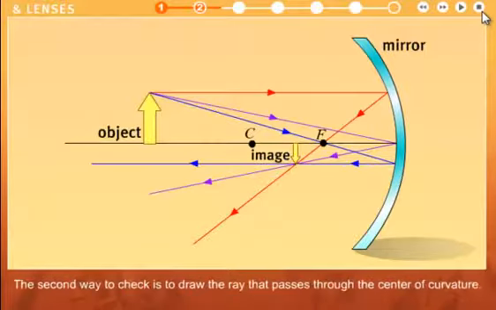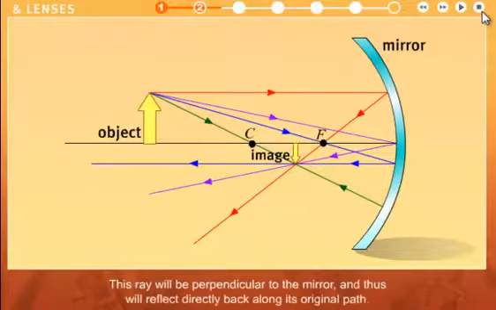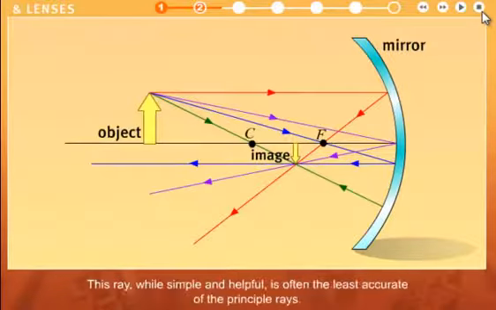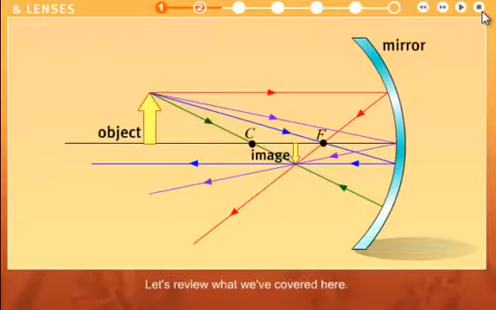The second way to check is to draw the ray that passes through the center of curvature. This ray will be perpendicular to the mirror and thus will reflect directly back along its original path. This ray, while simple and helpful, is often the least accurate of the principal rays. Let's review what we've covered here.